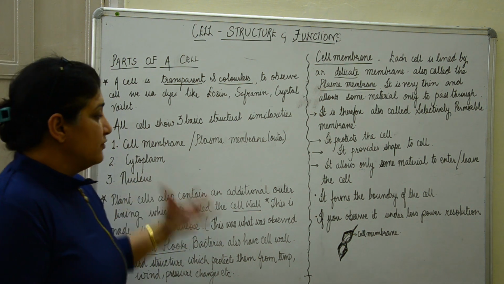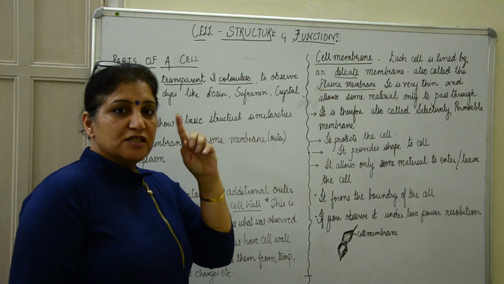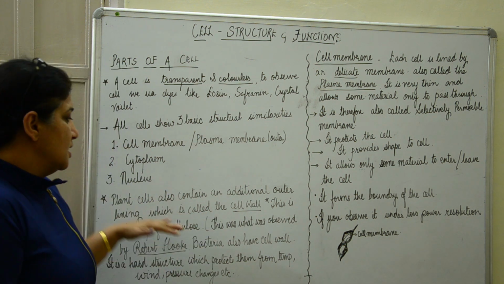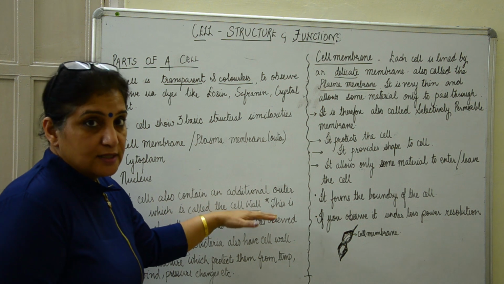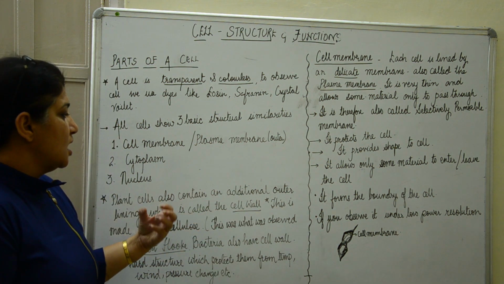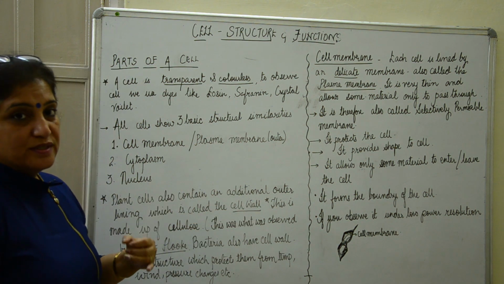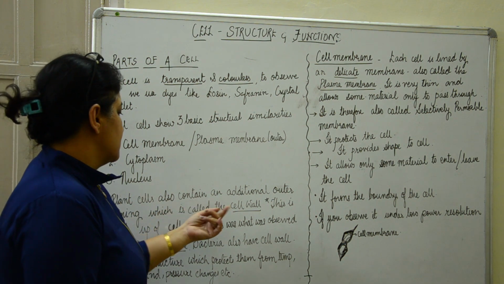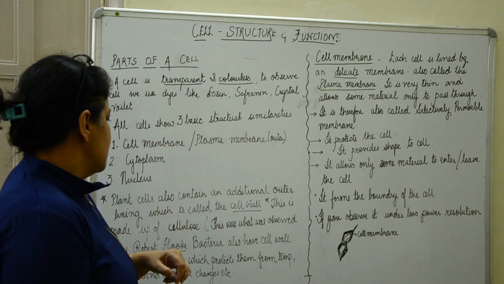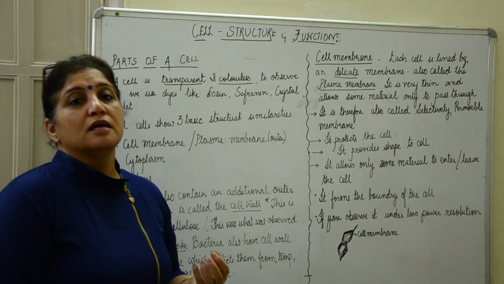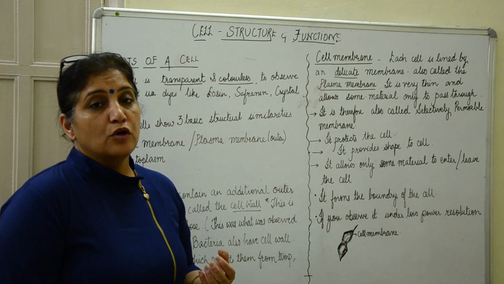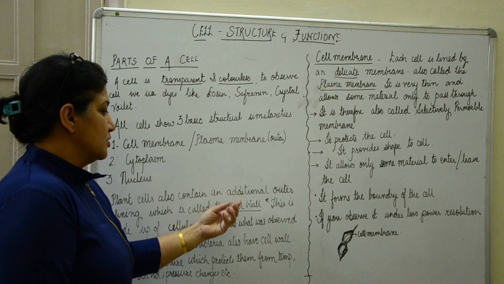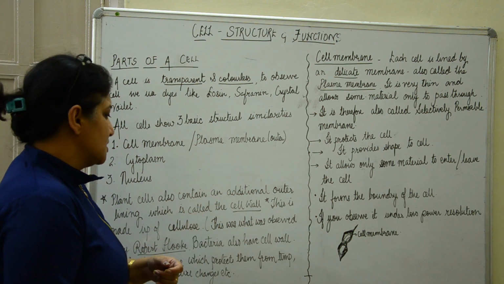So all these three things are present in a cell. Plant cells, apart from this, contain an additional outer wall. Plant cells and the bacterial cells also contain an additional outer lining, which is a tough thing called the cell wall. And this lining is what Robert Hooke saw when he saw it under his simple microscope. This cell wall is made up of cellulose.